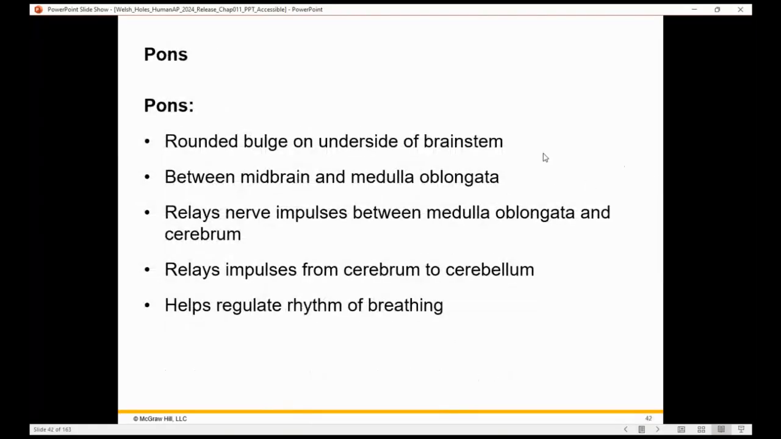The pons is a rounded bulge on the underside of the brainstem. It's between the midbrain and the medulla oblongata, and it relays nerve impulses between the medulla oblongata and the cerebrum. It also relays impulses from the cerebrum to the cerebellum, and it helps regulate your rhythm of breathing.